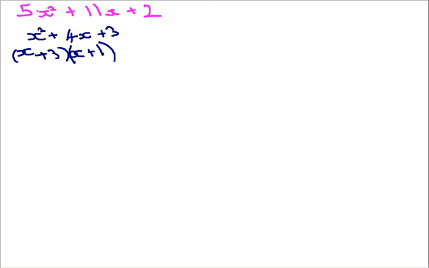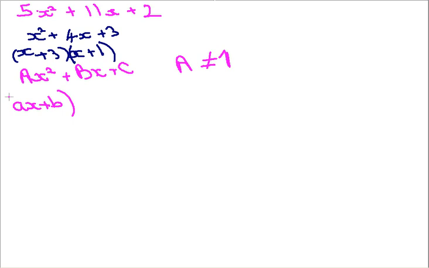Let's put that more in a general form. What we've got up here is something like ax squared plus bx plus c, and a is not equal to 1. Right, now let's imagine that this can be factorised. Then we would get something of the form ax plus b times cx plus d.